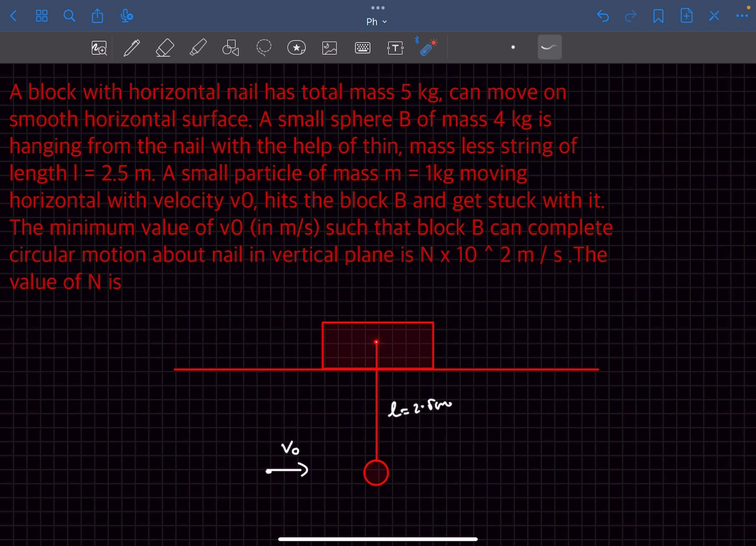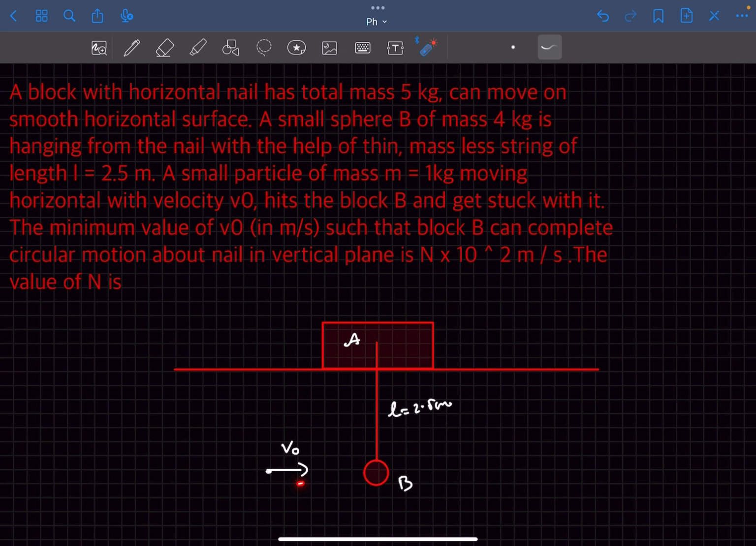A block with a horizontal nail has total mass of 5 kgs and can move on a smooth horizontal surface. A small ball B, this is the ball B and this is the block A, by the way, of mass 4 kg is hanging from the nail with the help of a thin, massless string of length 2.5 meters.